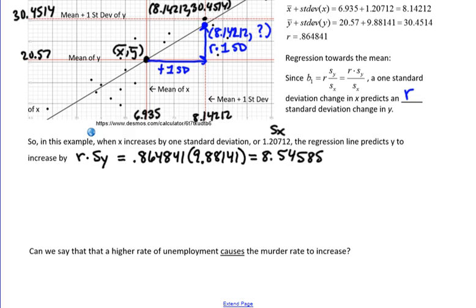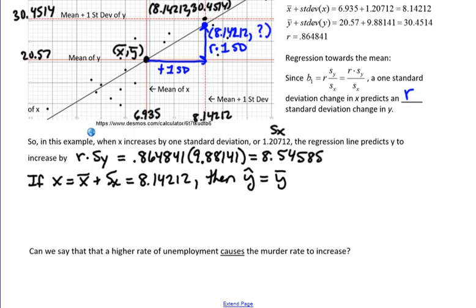So if x equals the mean of x plus one standard deviation, s of x, which is 8.14212, then y hat is equal to y bar plus r times s sub y, which would be 20.57 plus 8.54 1.585, which turns out to be 29.1159.